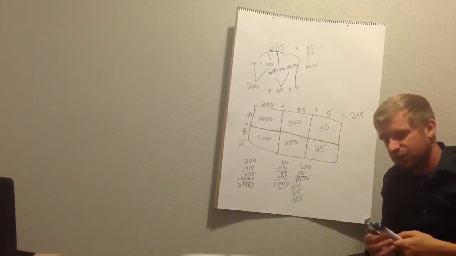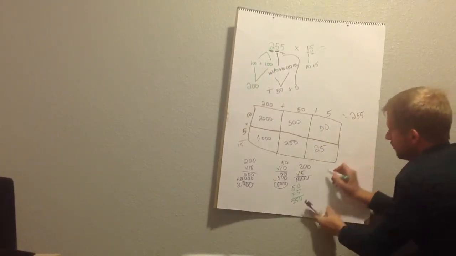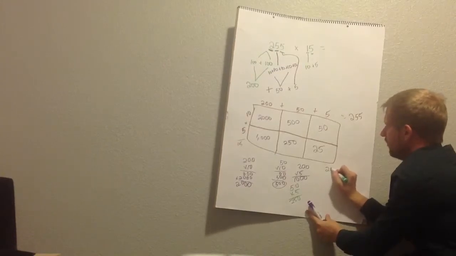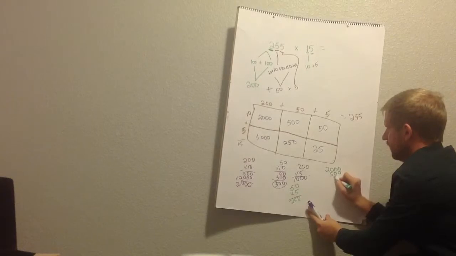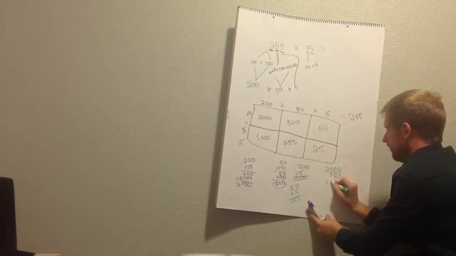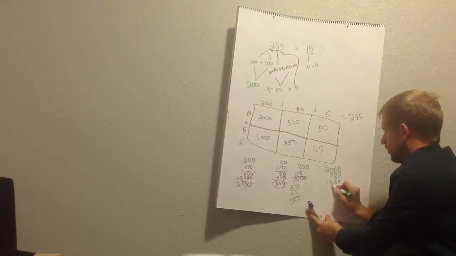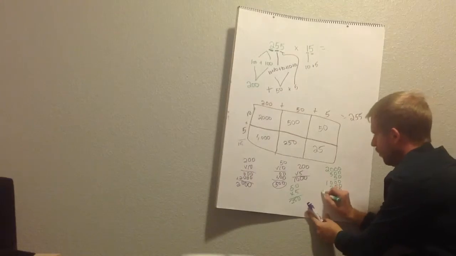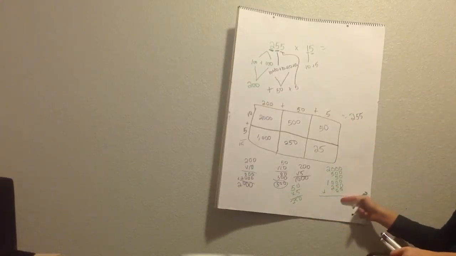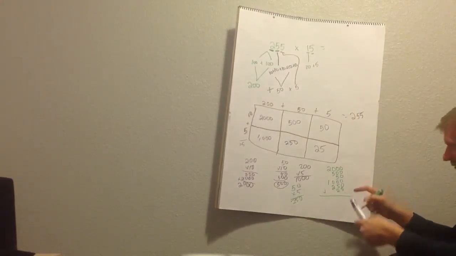Now we're going to add all of these together. So we're going to start with 2,000, then 500, 50. Remember, we're lining up their place values. 1,000, 250, and 25. Woo! Look at all these numbers we're adding together. But that's alright, because we know how to add.